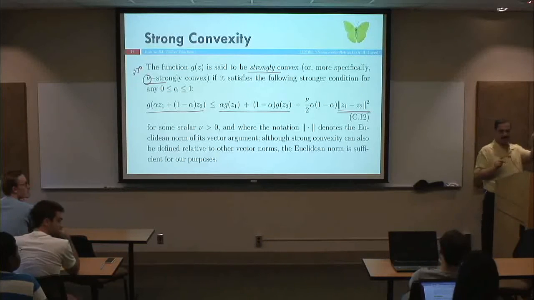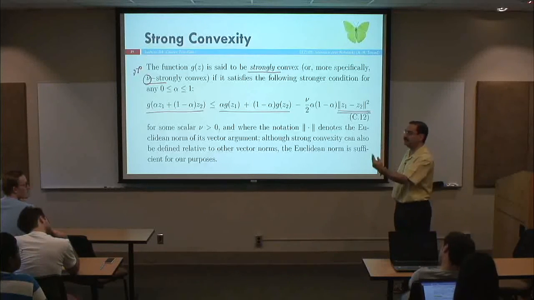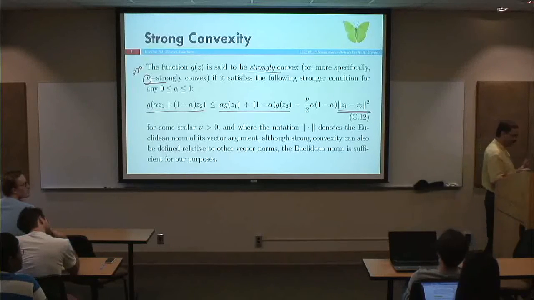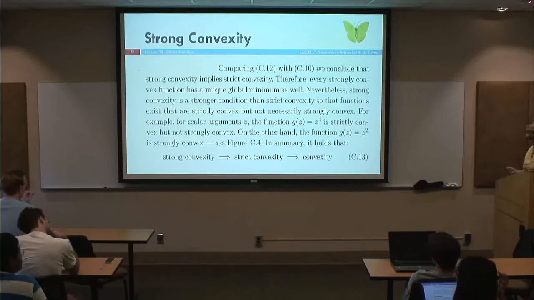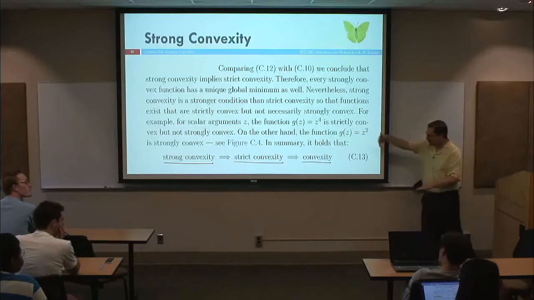So strict convexity and strong convexity imply that the cost function has a unique global minimum. No other local minima, local maxima, and so forth. So far, so good. Now, why is this useful? You will understand, hopefully very soon or in next lectures. So here it is. Strong convexity implies strict convexity, which implies convexity. Fine? You understand that?